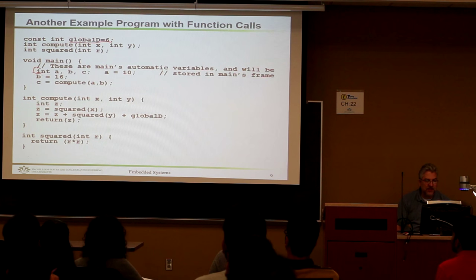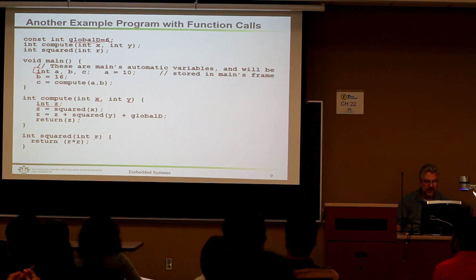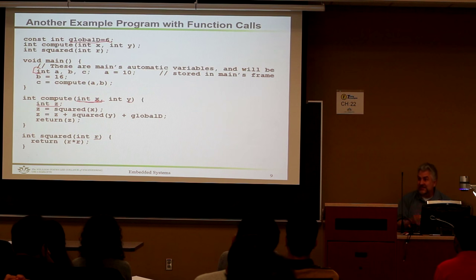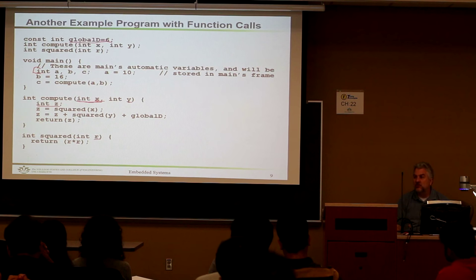All right, A, B, C, and X, Y, Z, and R. All right, now keep in mind that these are definitions of local variables, and so typically a local variable will have space on the stack. So even though you're passing a value into the function, it will take space on the stack.